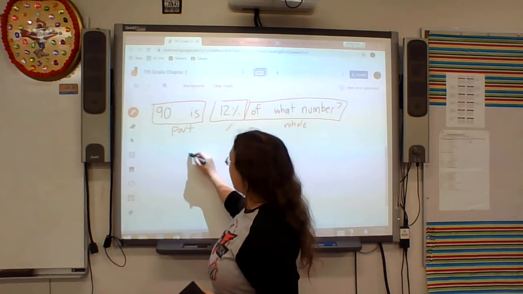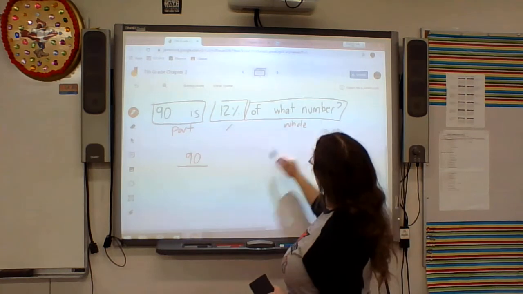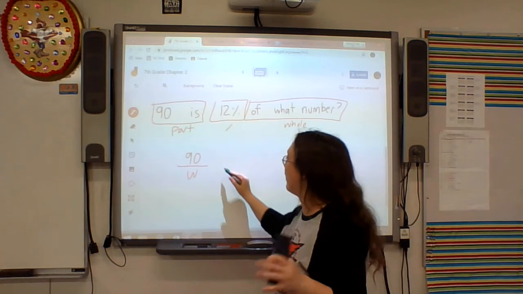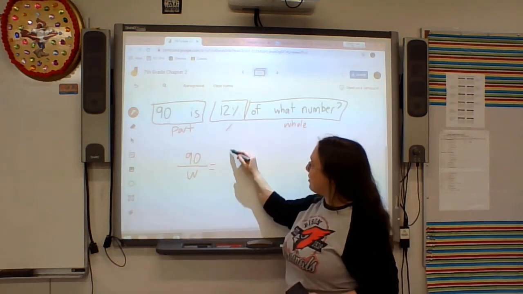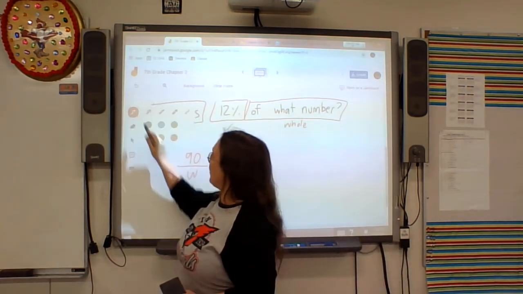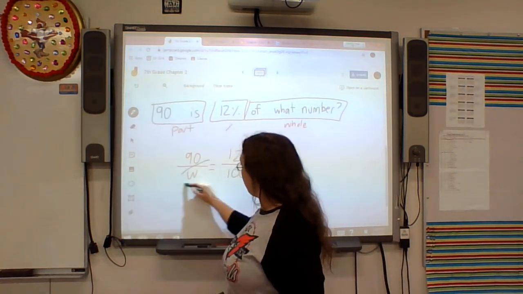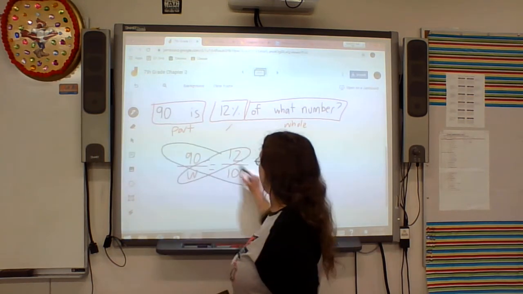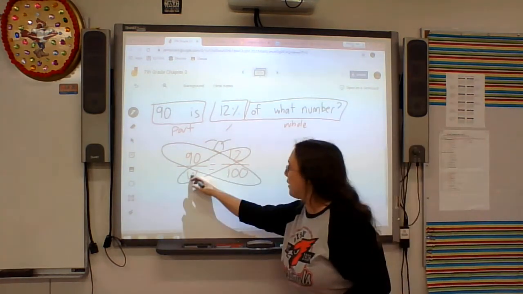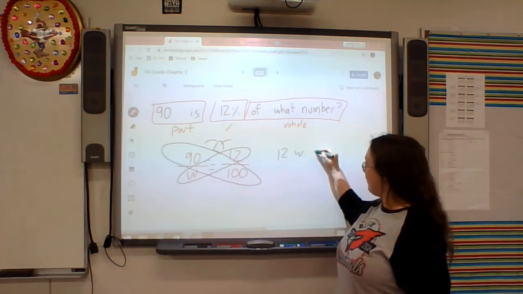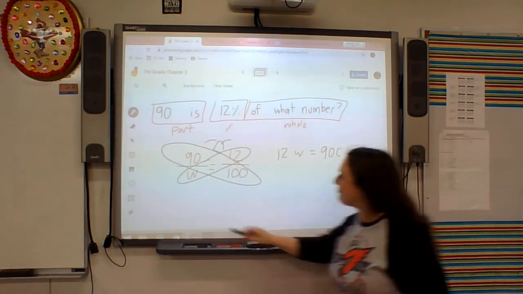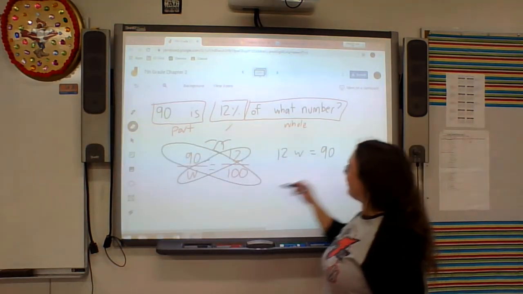Okay, so we got 90, that's our part. Over your whole, which we're looking for, I'm going to call it W. Again, feel free to use whatever variable you like for any of these. Equals our percent over 100. Okay, we're going to draw a little butterfly. Or a big butterfly. I'll make it a big butterfly this time. Lopsided butterfly. Okay, so we got 12 times W equals 90 times 100.